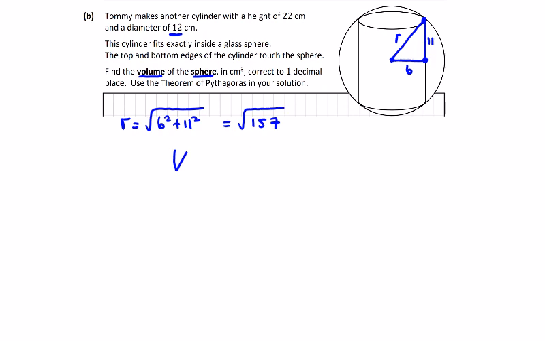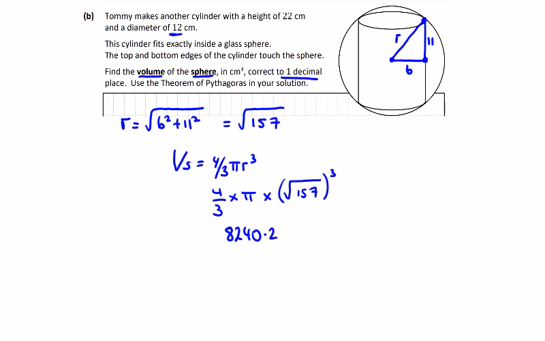So the volume of a sphere, 4/3 pi r cubed. 4/3, we'll use pi on the calculator, by the square root of 157 cubed. Just be careful the way you type it in. This is giving me 8240.2, 8240 to 1 decimal place, so 8240.2 cm cubed for part B.